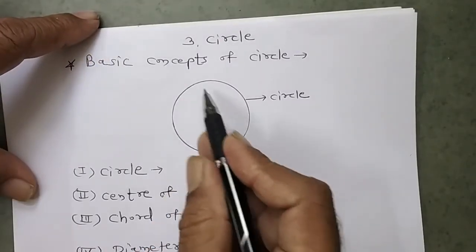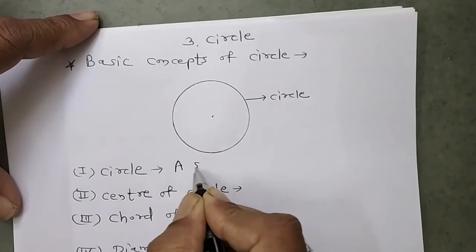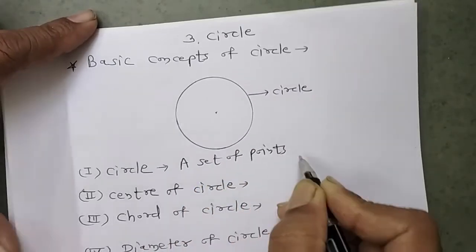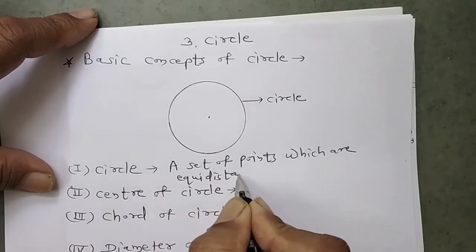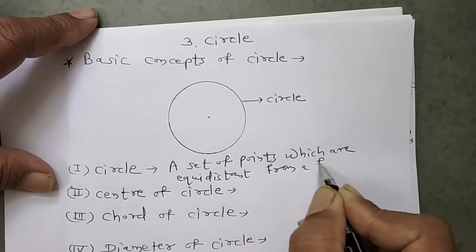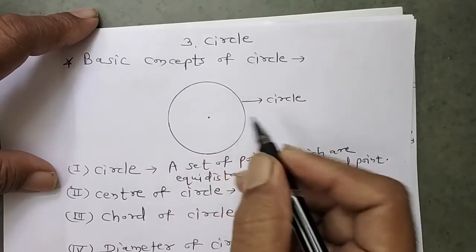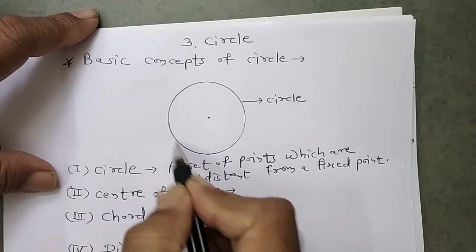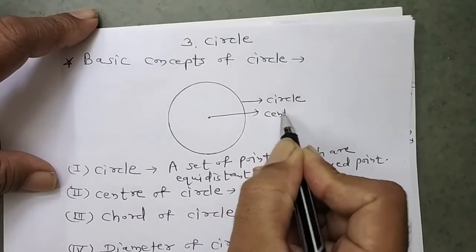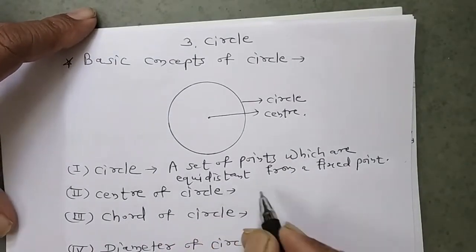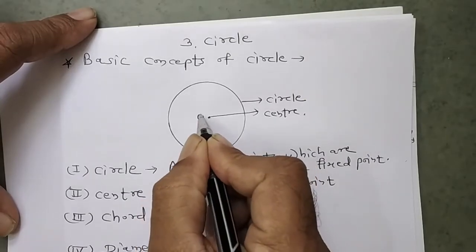A set of points which are equidistant from a fixed point is called a circle. This fixed point, the set of points equidistant from this fixed point is called a circle. This fixed point is called the center of the circle. Suppose this is O.